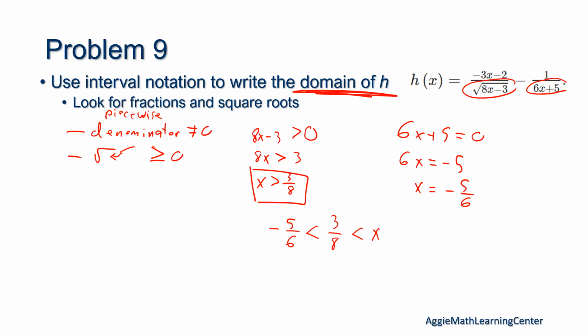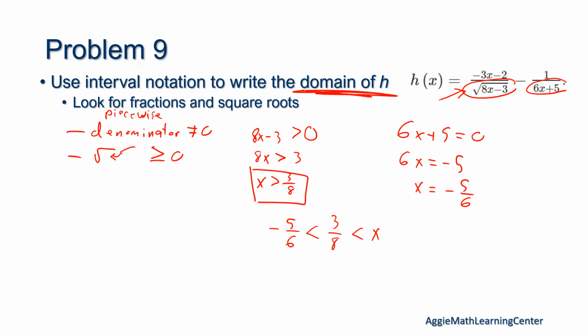Isn't it greater than or equal to 3/8? It would be, except that this is in the denominator as well. So it can't equal 0. Okay, so that's why it's strictly greater than. Because I thought you said that a square root of 0 wouldn't be a problem.